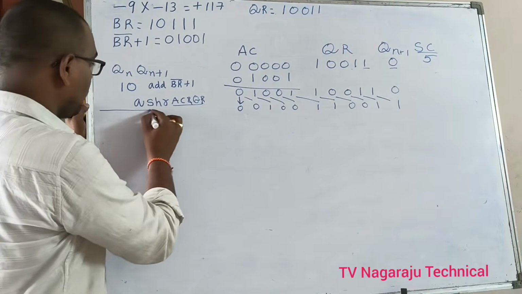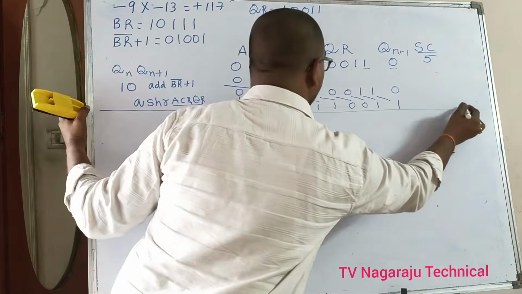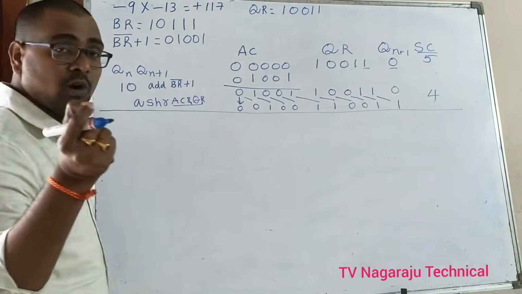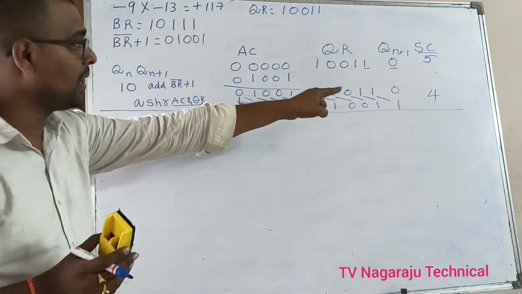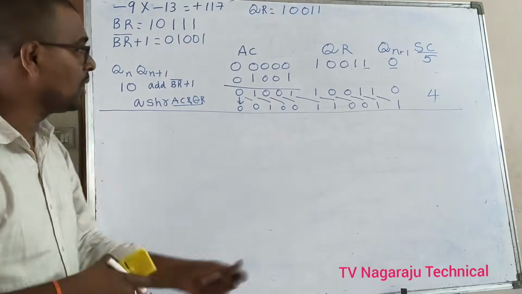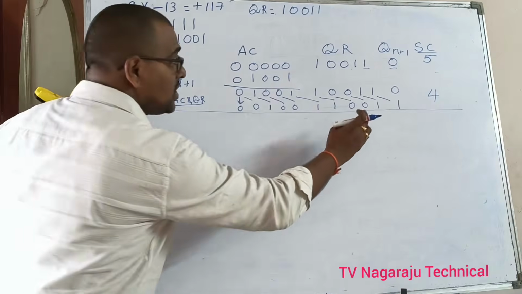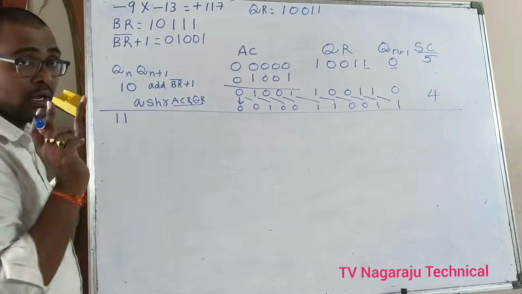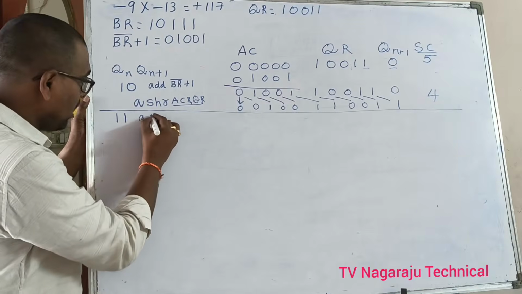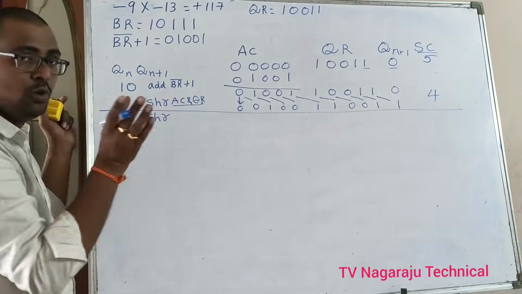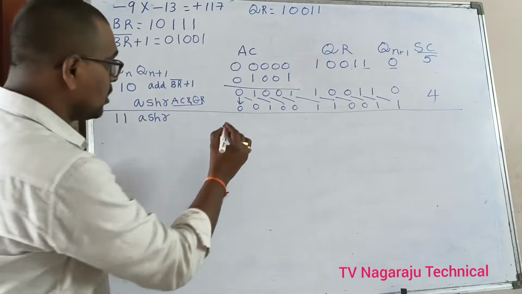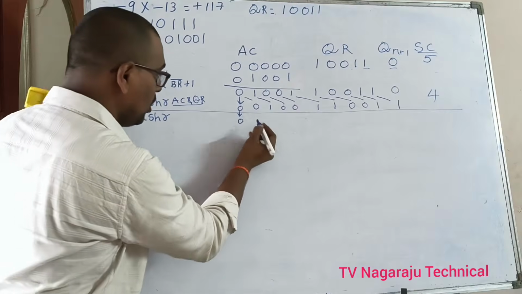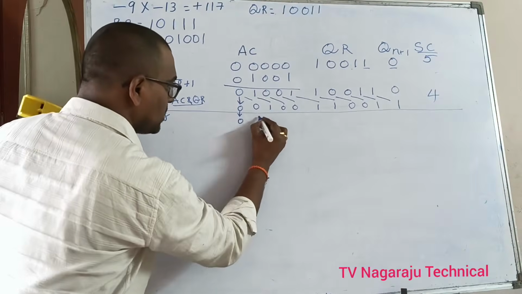This is my first iteration. After the shifting operation, what happened? The sequence counter value is decremented by 1. Now the value is equal to 4. Coming to the next iteration, check Qn and Qn plus 1. The bits are 1, 1. If the bits are 1, 1, what are we doing? Just do the shift operation. So simply the same 0, exactly write down the same thing.